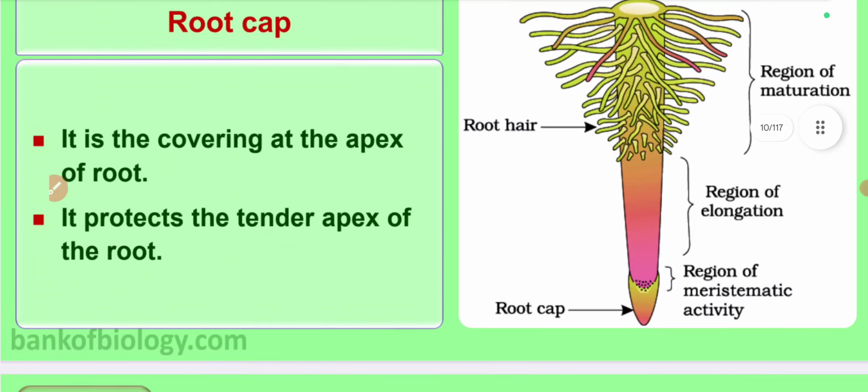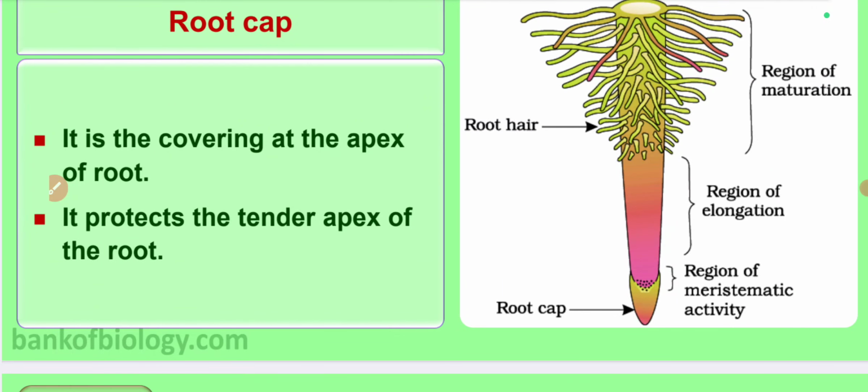First of all, the root cap. It is the covering at the apex of the root. As you can see, it covers the root apex. It protects the tender apex of the root, because this portion goes deep into the soil, so it protects the root from the hardness of the soil.